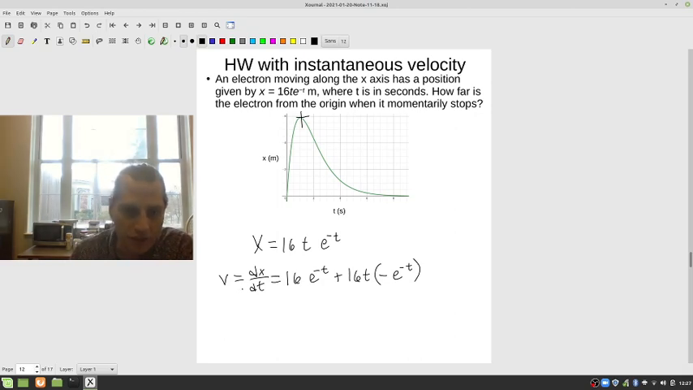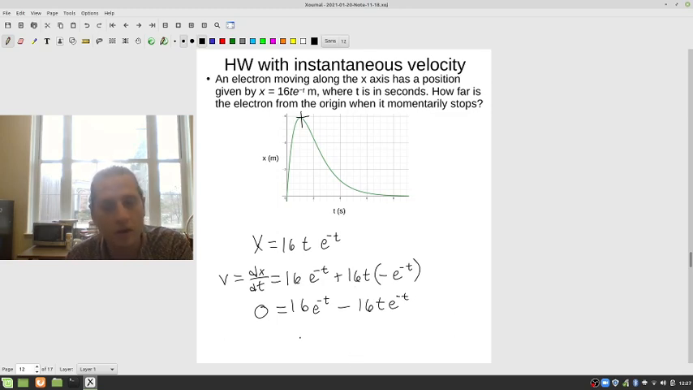Now, when does it momentarily stop? Well, when it's stopped, our velocity will be 0. So 0 equals 16 e to the minus t, plus, let's factor out that minus 16t e to the minus t. Okay, I think you can see what happens here. Multiply the whole thing by e to the plus t, and this would be just 16 minus 16t. You get t equals 1. Stick that in there and find yourself a solution.